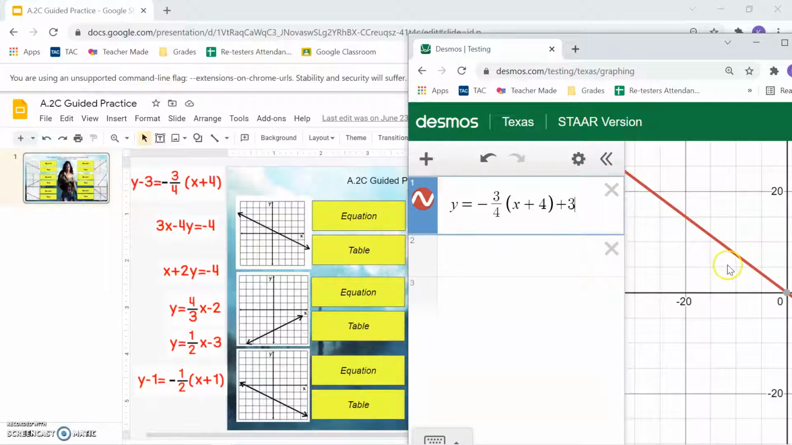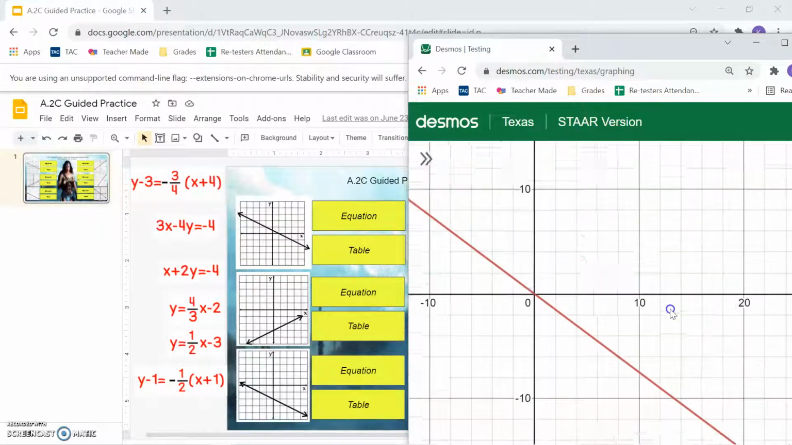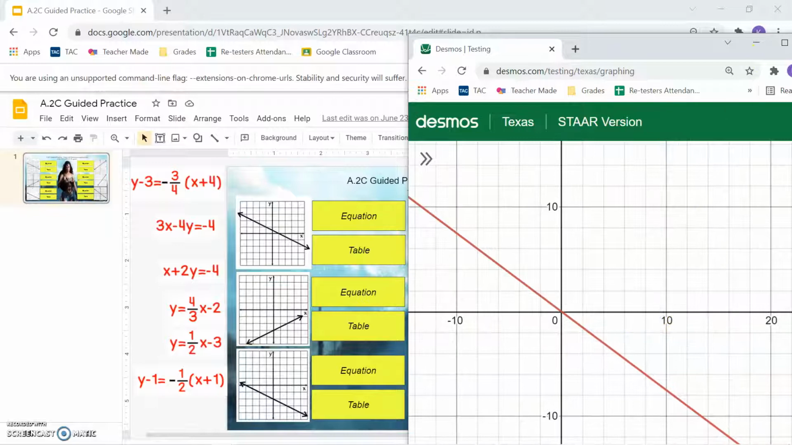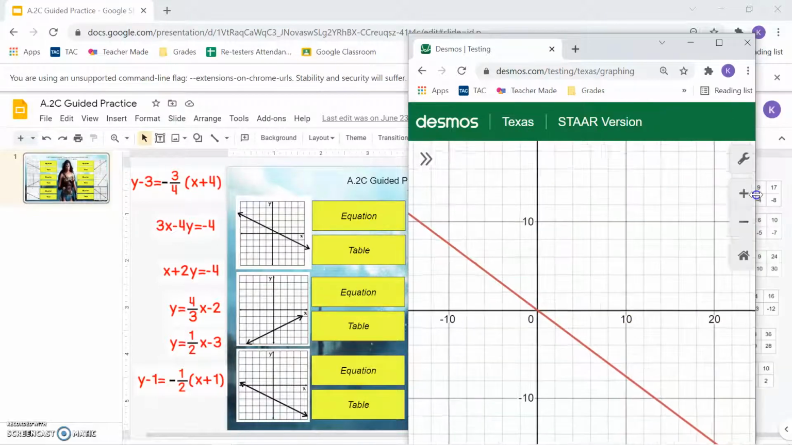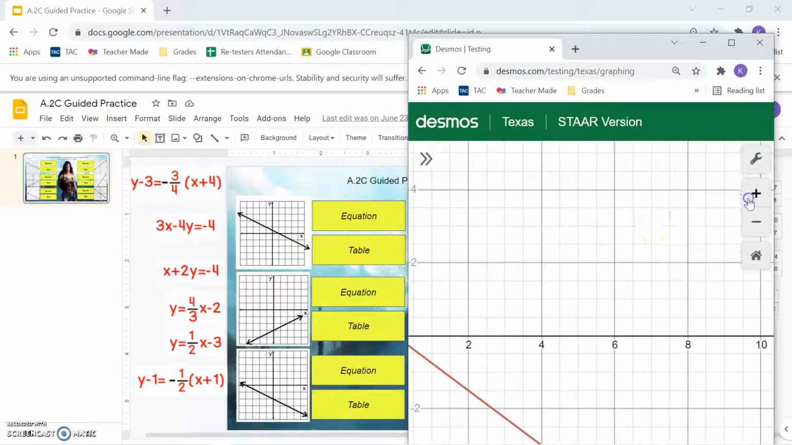Now it's a line that is going down. Let me do this really quick. So this is the line that we have. It's the one that's going down. So it's not this one. Let's check if it's this one. I'm just gonna zoom in a little bit.